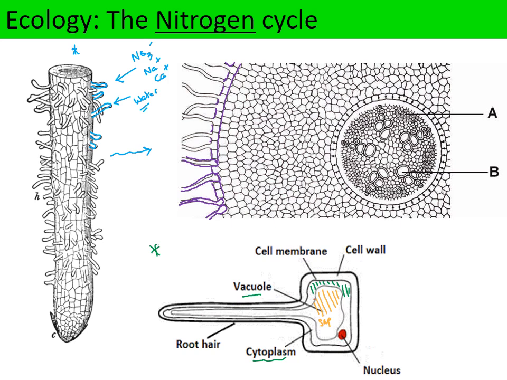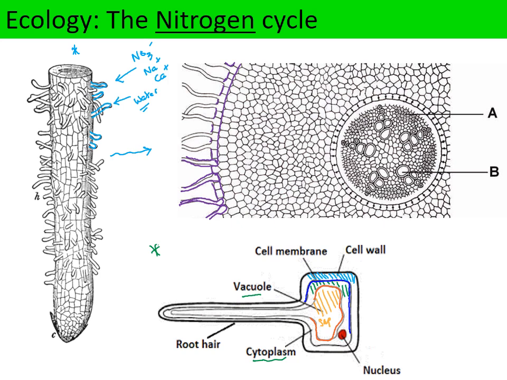Now this membrane here is called the tonoplast, and that's the phospholipid bilayer of the vacuole. And we can see this line here is the phospholipid bilayer that actually forms the cell membrane of this root hair cell. On the very outside, we've got the cellulose cell wall. So this thick layer is the cellulose cell wall on the outside of the root hair cell.